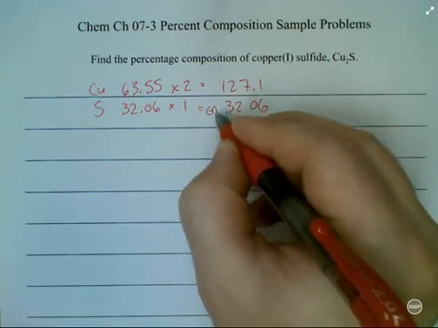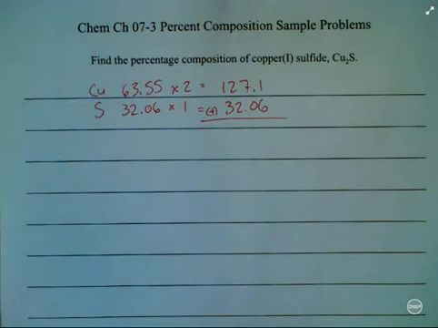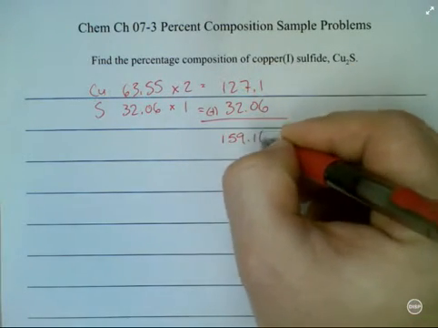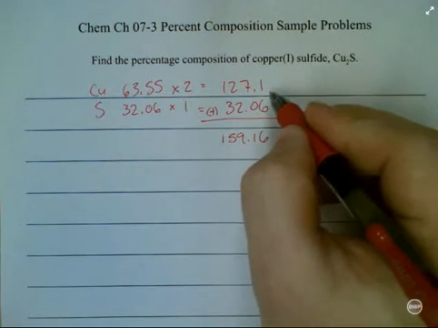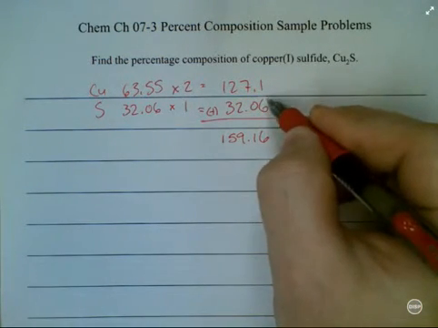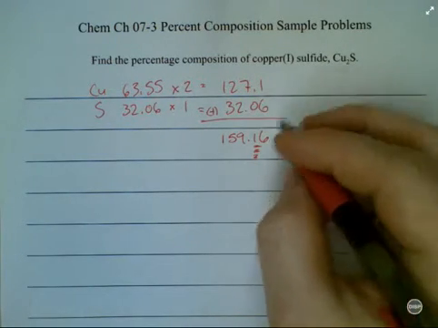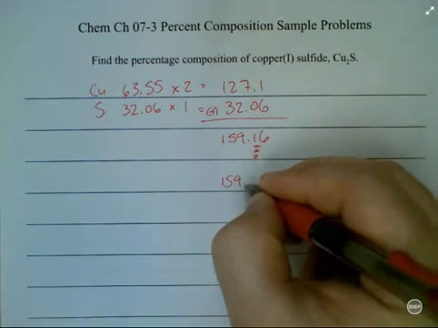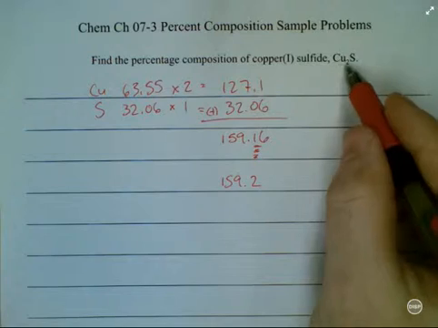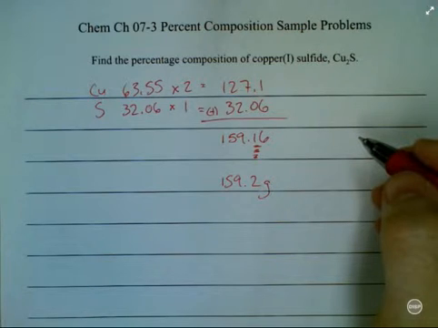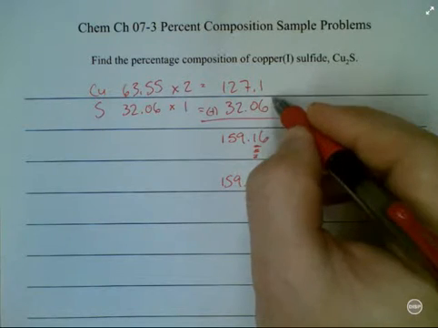But as far as where I am right now, I'm going to add these together. So 127.1 plus 32.06 comes to 159.16. Only issue here is that there's 1 digit past the decimal here, 2 digits past the decimal here. So I'm actually going to want to round that right there. And so the total mass of 1 mole of Cu2S is going to be 159.2 grams.